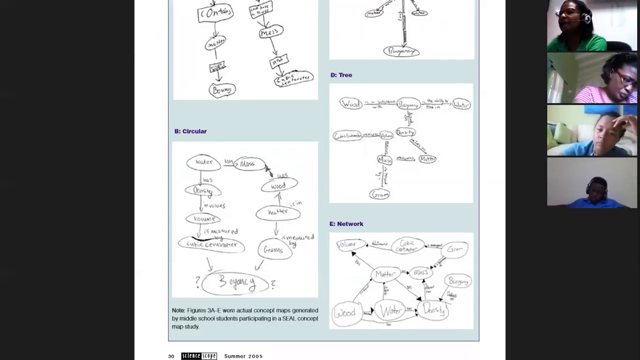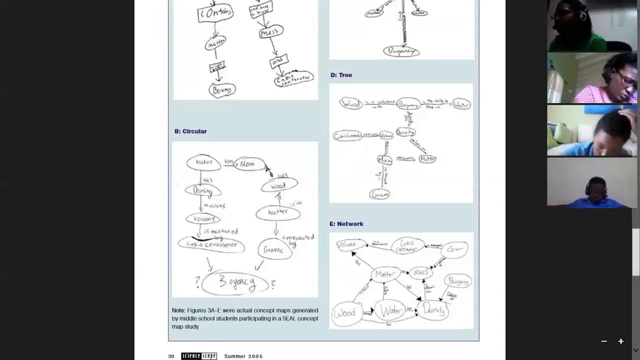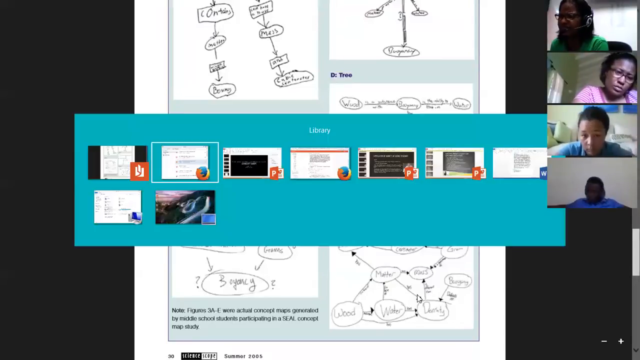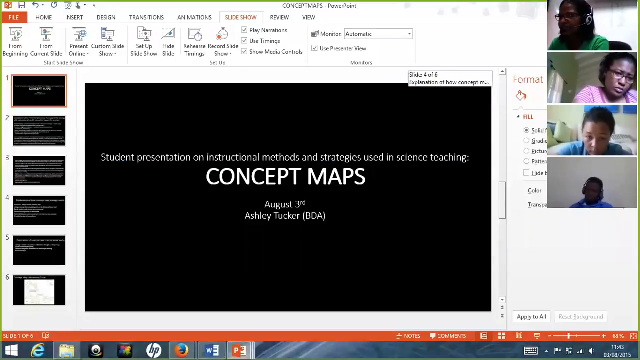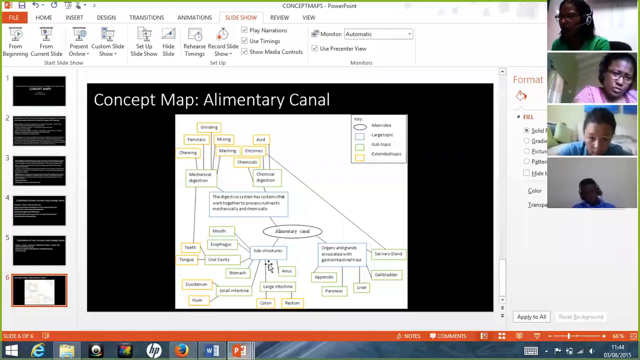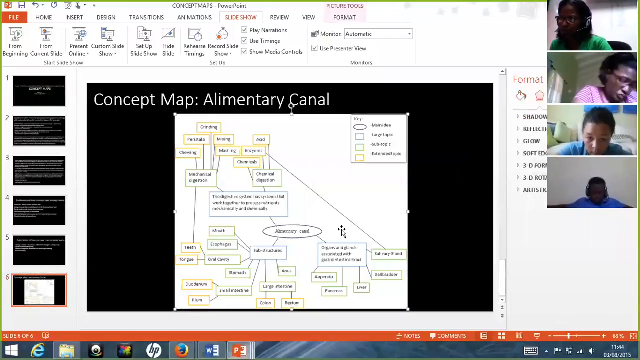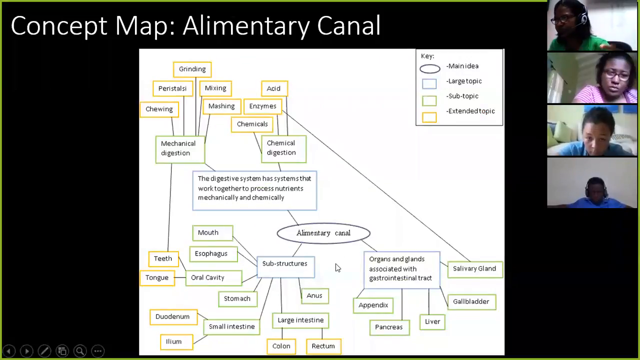So if it says alimentary canal, and then you have, I noticed actually that your example in particular, however, didn't have the little connectors, those linking words. The one that you created, it didn't say like consists of or divided into. It didn't have those connecting words. It just went straight from concept to concept to concept. But those linking words are very important.